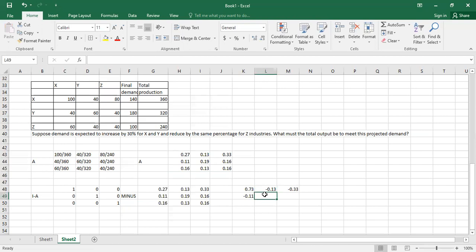This will be a positive because of 1 minus 0.19, that is 0.81. This will be negative 0.16, negative 0.16, negative 0.13, then this will be a positive 0.84, right? So we've gotten our identity matrix minus the technical coefficient matrix. We are on our way to getting the inverse.